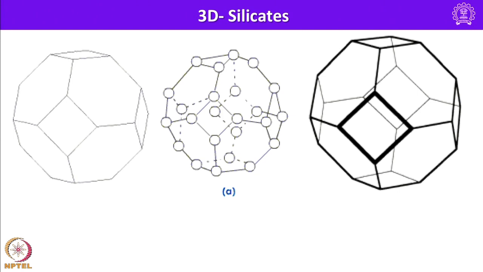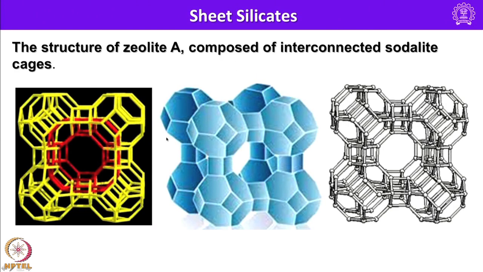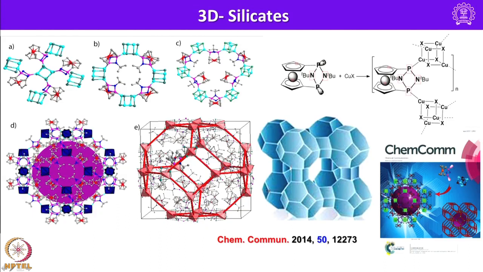coordination polymers and metal organic frameworks having this kind of structures are known. For example, you can see here 4 such units are linked in this fashion and here. So, in this one we have essentially 8 such units interlinked together, and of course, this is another example that was made in our laboratory.